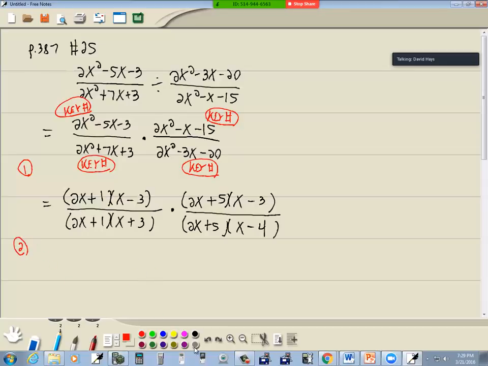Step 2, cancel. Again, your only guideline is they're the same, and one's on top, one's on the bottom. Here's a 2x plus 1, here's a 2x plus 1. Here's a 2x plus 5, here's a 2x plus 5. Now I have an x minus 3 here and x minus 3 here, but both of them are on top, so I can't do anything with that. So I'm left with x minus 3 over x plus 3 times x minus 3 over x minus 4.